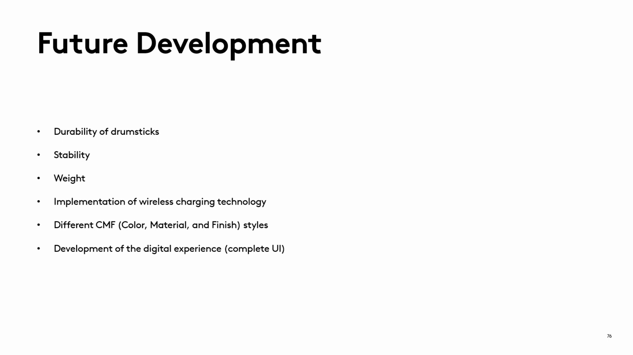And implementation of the wireless charging technology. I already saved some space in the product, but we need to see how to really put them inside the components. And also different CMF styles, because now we only have one neutral black style, but in the future maybe we can have different styles to fit different drummers. For example, we can have bronze and wood for the jazz drummer, and pure black with some stickers on it for those very hardcore rock drummers.